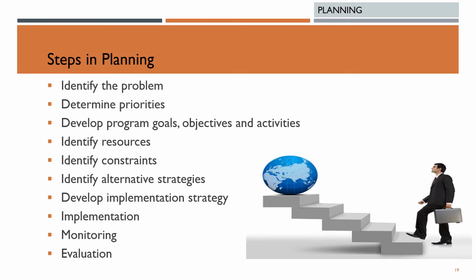Then we come to the steps in planning. So basically, the steps will start with identifying the problems, determining priorities, developing program goals, objectives, and activities, identifying all the resources, constraints, and alternative strategies, developing the implementation strategy, and then we go to implementation, and after implementation there is monitoring and also evaluation.